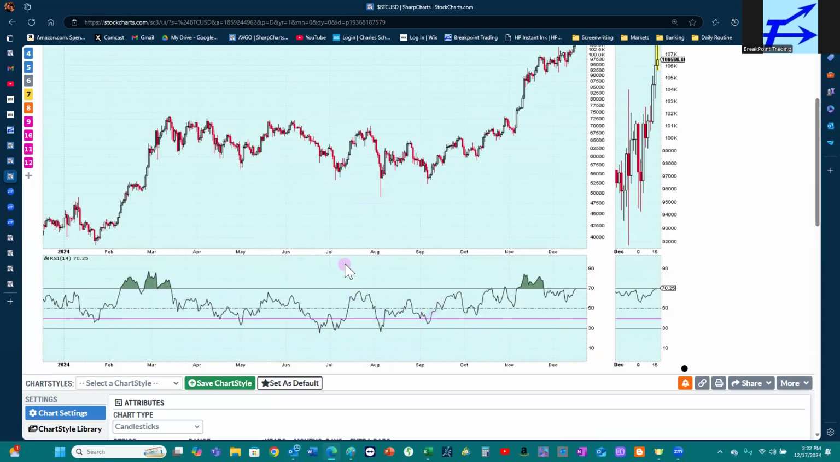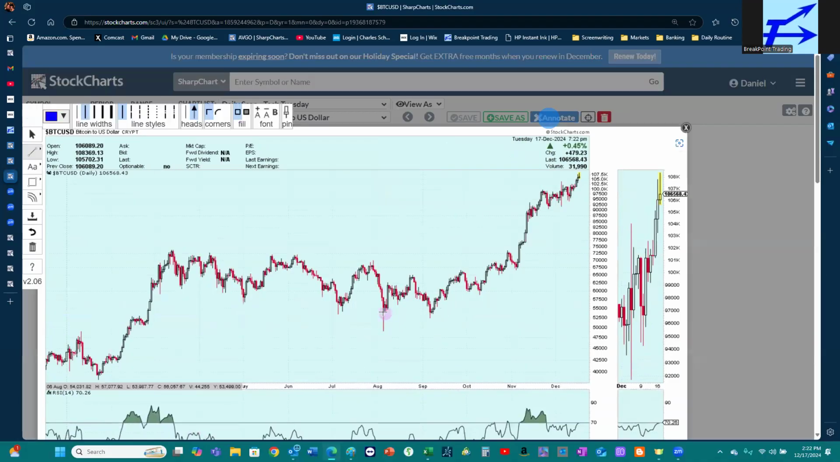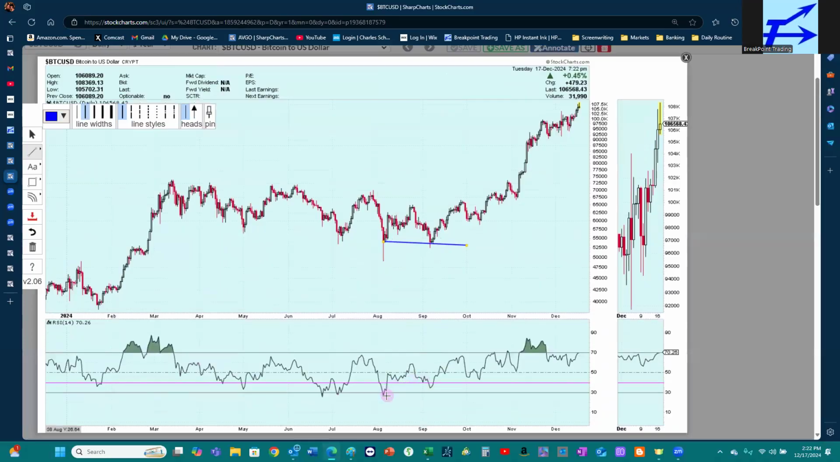So the other way is to look for divergences. So you can see right here where the stock was moving slightly down, but the RSI was moving slightly up. So that's a divergence. One has to be different than the other. Just because this is going down, if the stock is going down too, that's not a divergence. So if one is happening and the other is going the opposite direction, that's a divergence.